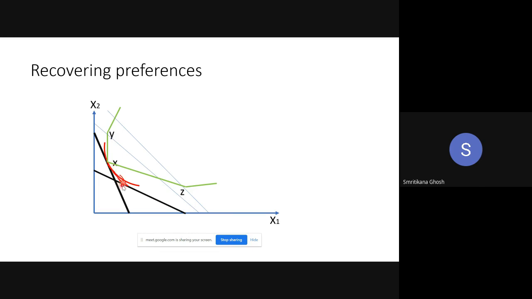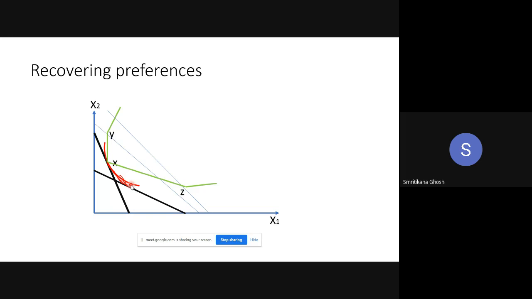Okay. Now again, ma'am, can you please repeat? Yes, I'm saying that when I'm getting the information of this particular point, I can understand any point above the point is more preferred to this point, any point below this point is less preferred to this point. And the same logic is true for this particular point when I am getting the flatter budget line.